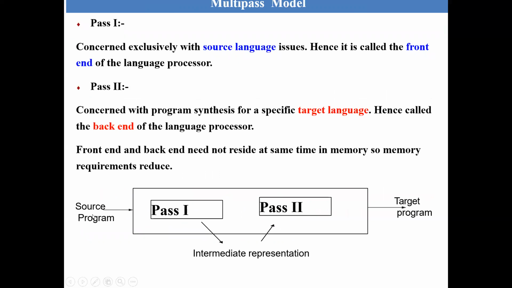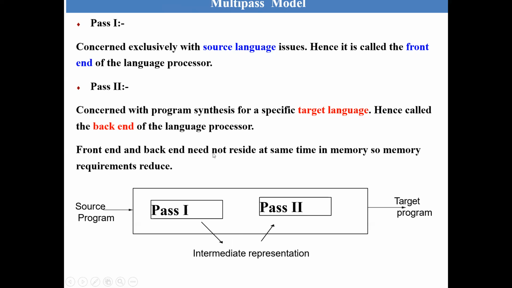Now you can easily observe this diagram. So the source program is input to pass 1, right? Now the output of this pass 1 is the intermediate representation, and this intermediate representation is input to pass 2, and finally we are getting the target program. Right? So pass 1 is concerned exclusively with the source language issues. Hence it is called the front end of the language processor. Now pass 2 means this one. It is concerned with the program synthesis for a specific target language, hence called the back end of the language processor.